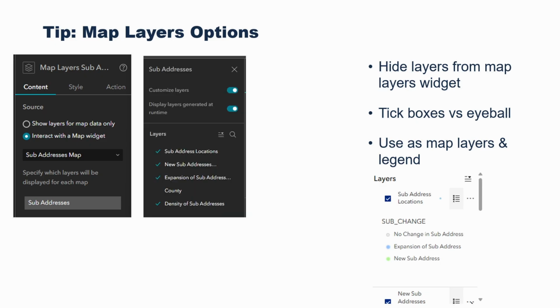say I have a map and I will always want the counties to be displayed and I don't want there to be an option for someone to turn them off. I can come in here and unselect this county and it shows up in your legend, but it's not going to show up as a toggle on and off.